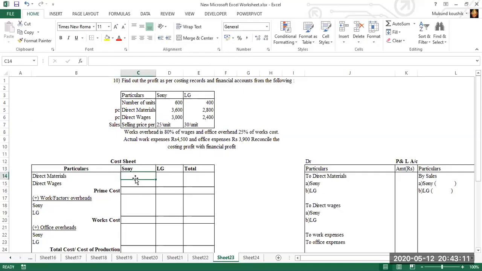So first we will prepare cost accounting, make 4 columns for the cost sheet. One is particulars, the second column is for the first company Sony, the third column is for LG company, and the fourth column is for total. So we have to start with items of prime cost. Now we know direct materials and direct wages belong to prime cost items. So we will copy the same values for direct materials and direct wages of both these companies.